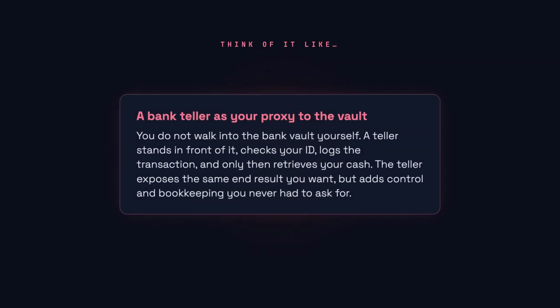Think about visiting a bank. You never walk directly into the vault. A teller acts as your intermediary. The teller checks your identity, records the request, and then fetches your money. From your point of view, the interaction feels the same. You ask, you receive. But behind the scenes, the teller has applied security and logging without you doing anything differently. That is exactly what a proxy does for objects in code.